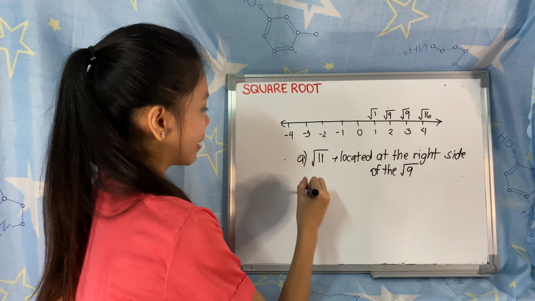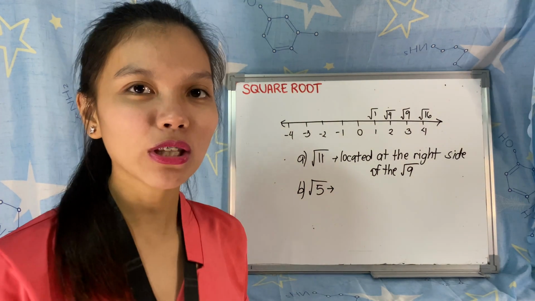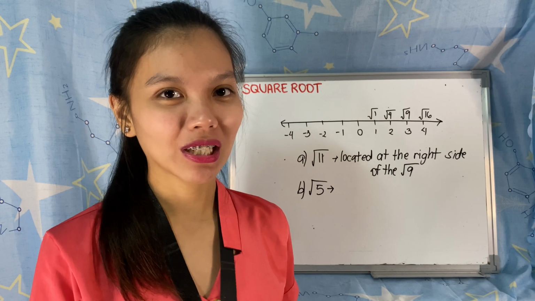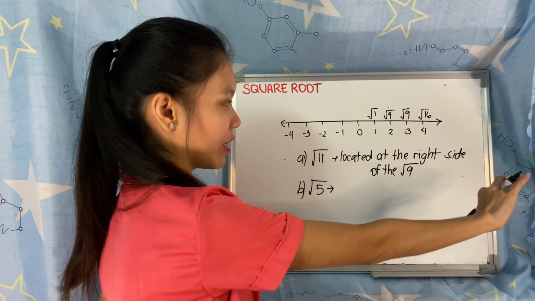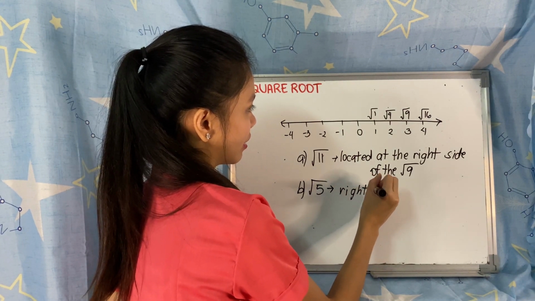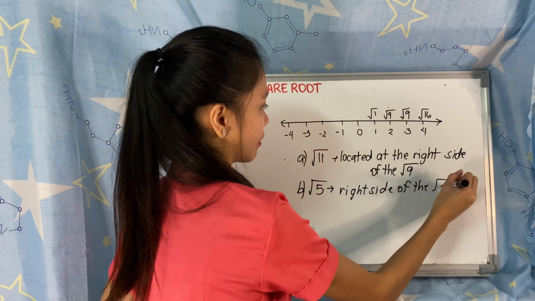Okay, next one, we're going to locate the square root of 5. So, tignan nyo lang basta kung saan siya malapit. And, malapit siya dun sa square root of 4. So, we can locate it, papunta rin sa right. We can locate it at the right side of the square root of 4.